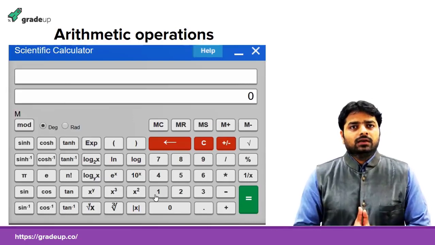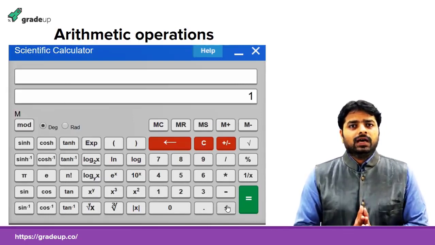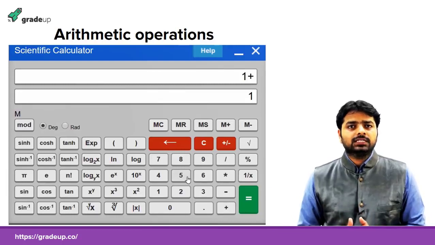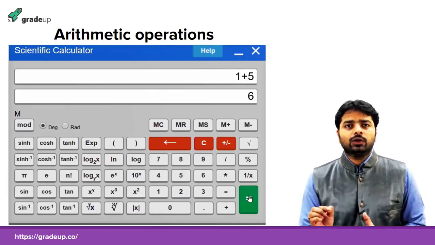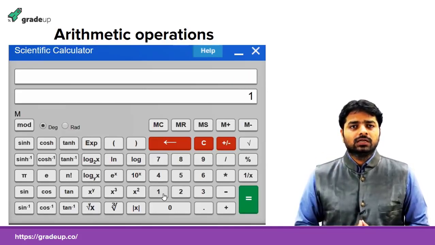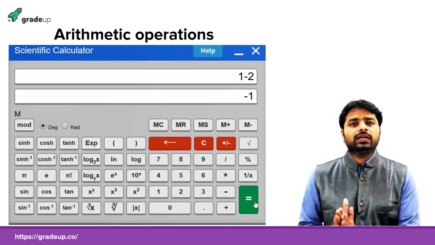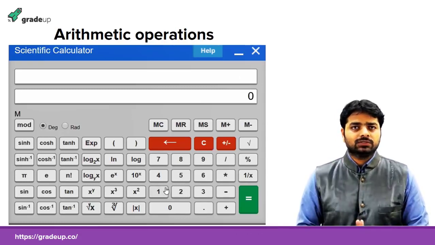You can see that you should always press C in the beginning. Then I want to perform the addition. So 1 plus 5, when you press equal, you can see 6. Now press C to perform another expression. Then I am going to perform minus now. 1 minus 2, which should give minus 1. When I press equal, you can see minus 1.